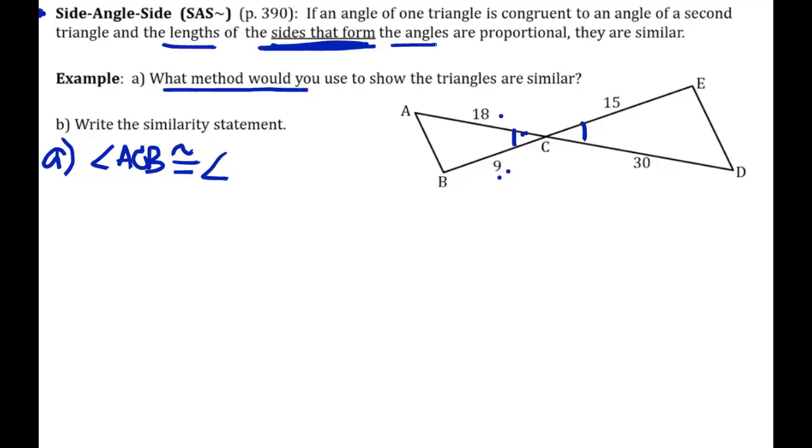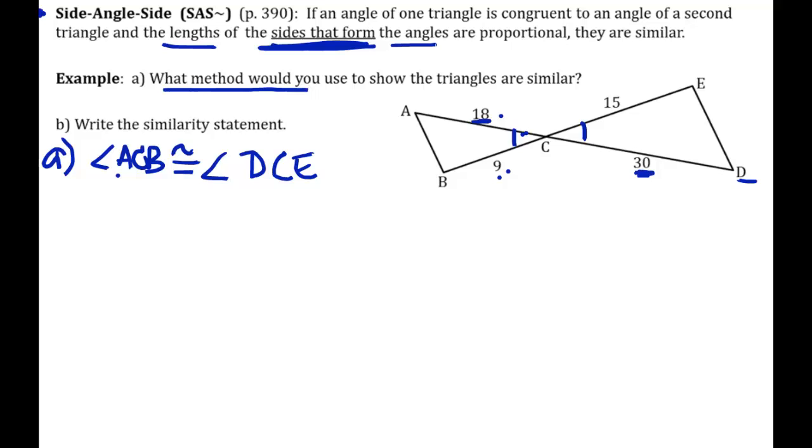Now, we do have to go with ACB. So we started with the side that has the larger number on it. And so down here, this larger number side is going to be the corresponding side. So we have to start out here at D and say angle DCE. We know those are congruent. So there's my first part of explaining how I know these two are going to be similar. Next thing we have to go is the ratio of sides.